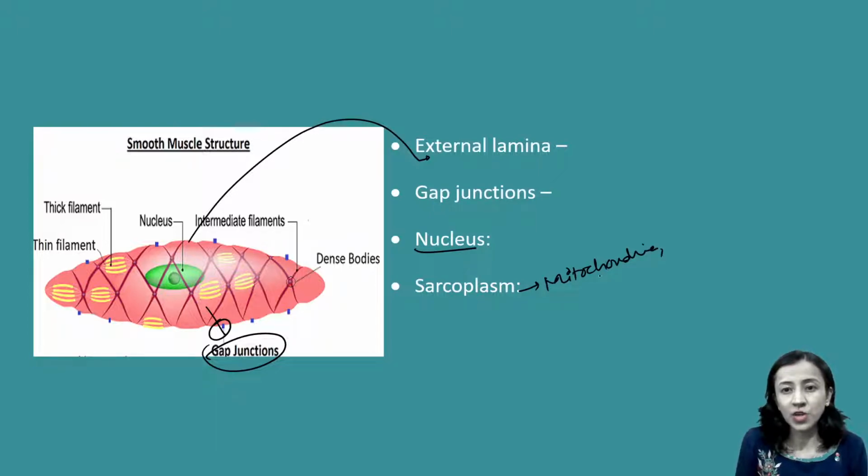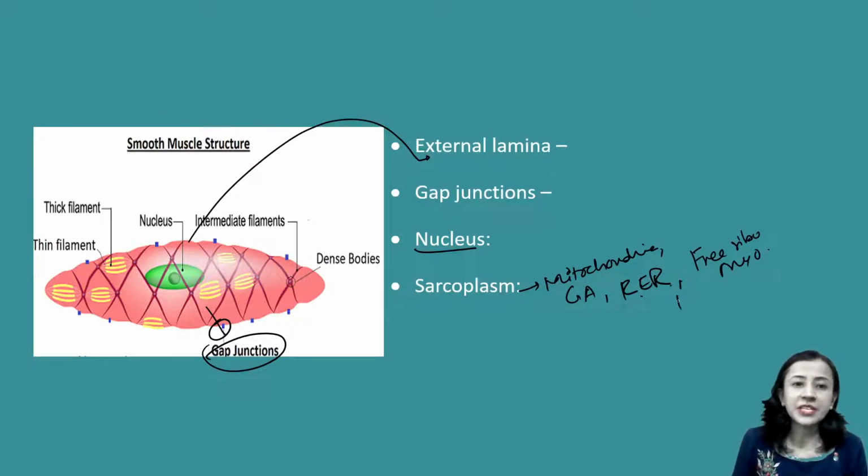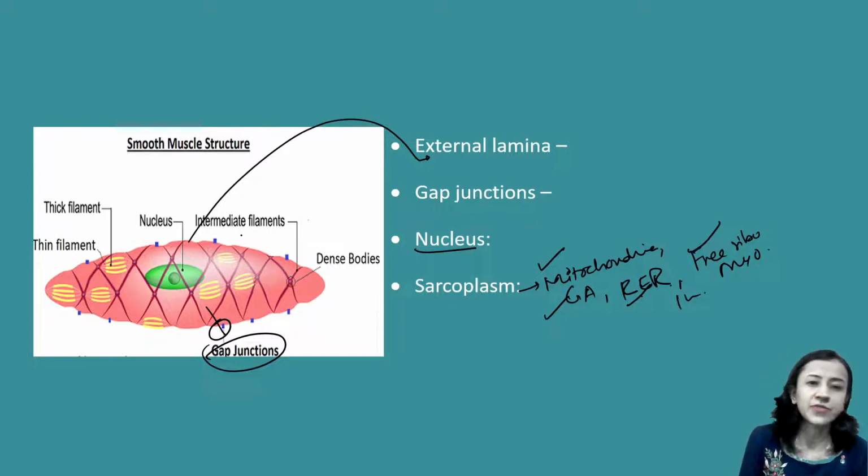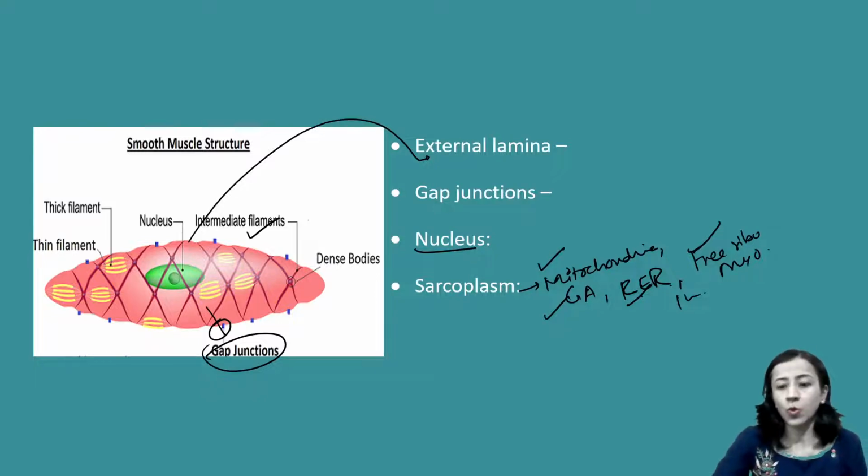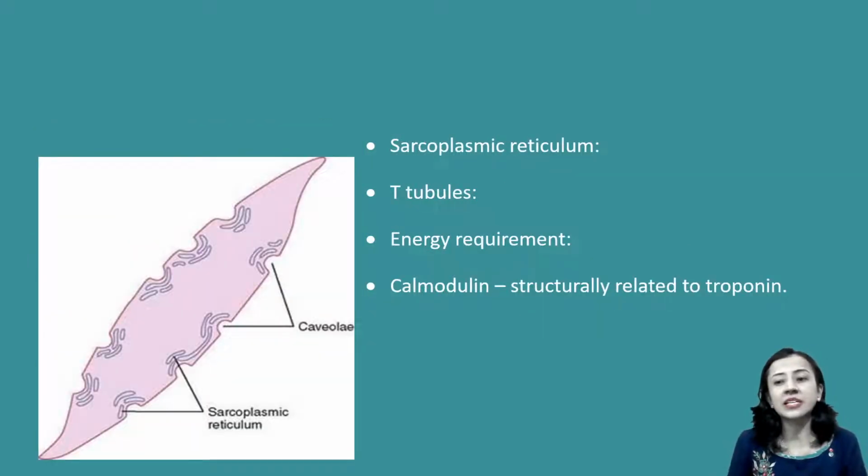It contains Golgi apparatus. Also contains granular endoplasmic reticulum or rough endoplasmic reticulum, and also free ribosomes are there, myofibrils, and intermediate filaments. Try to remember all. Mitochondria, you can see, Golgi apparatus, rough endoplasmic reticulum, free ribosomes are also there, and myofibrils and intermediate filaments are present. Fine. Now, another is sarcoplasmic reticulum.